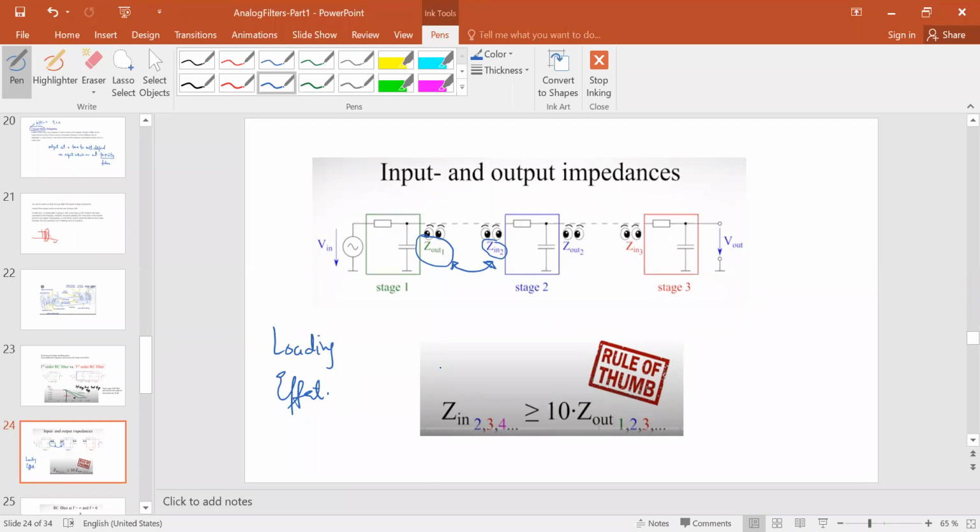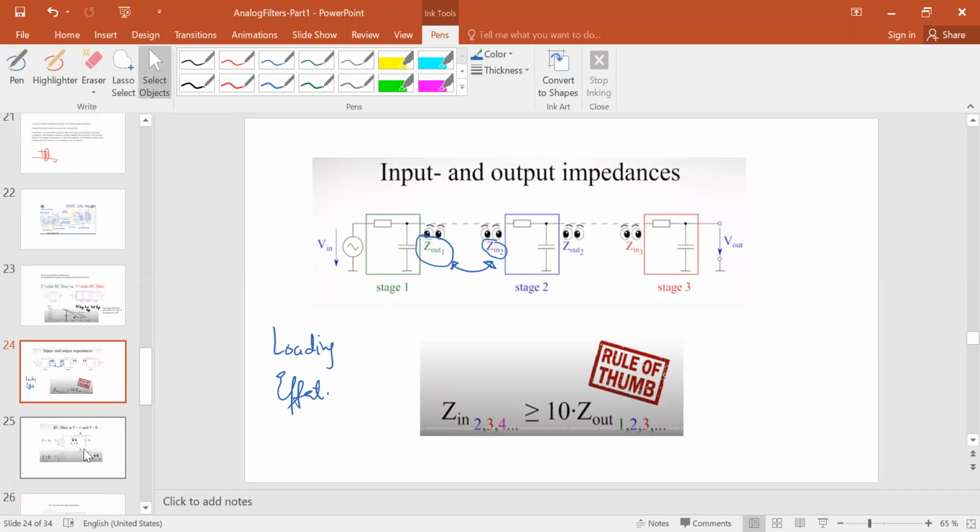As a rule of thumb, mostly when we have these cascade designs, we look into that the Z in should be at least 10 times the Z out. This is the rule of thumb for the design. If we follow this rule, then there is a chance that we will not have the loading effect. So we can have many stages, but we will avoid the loading altogether.